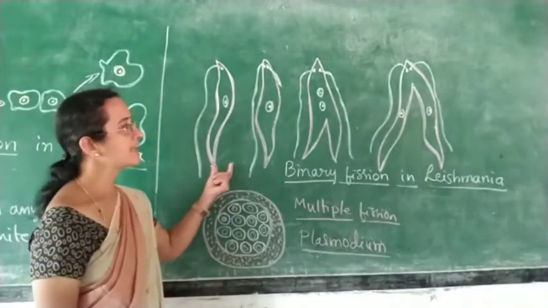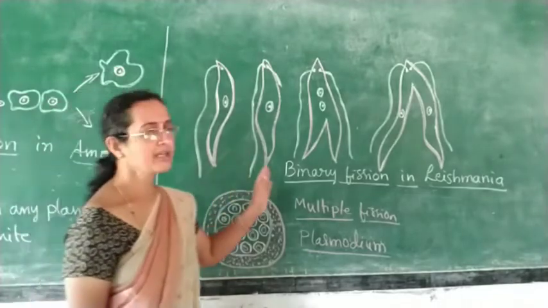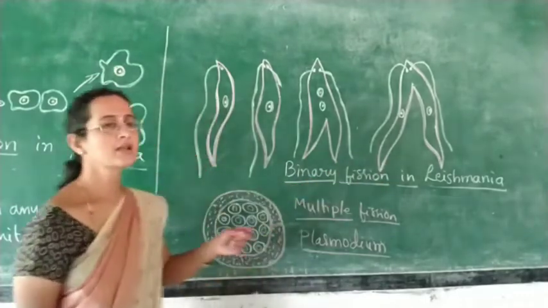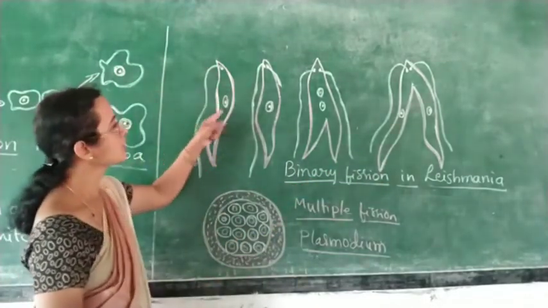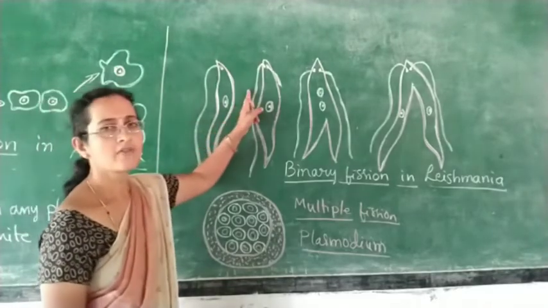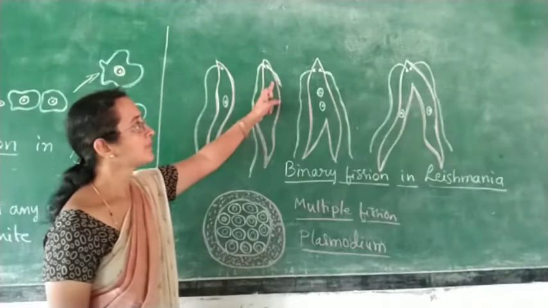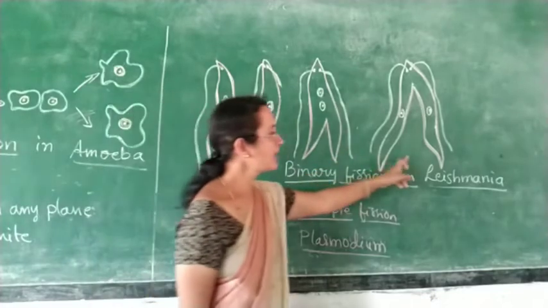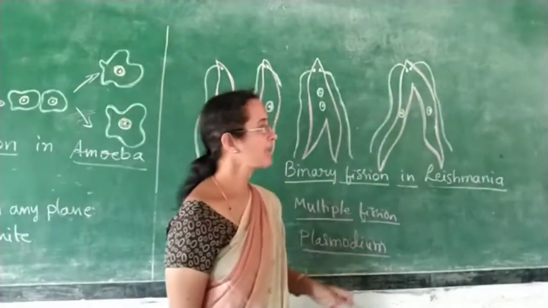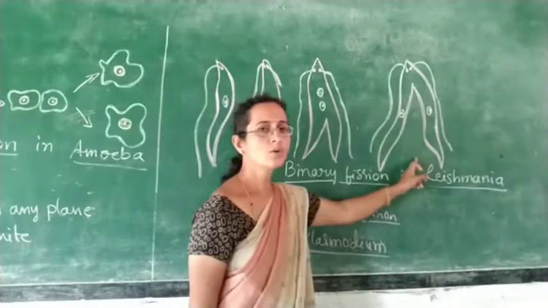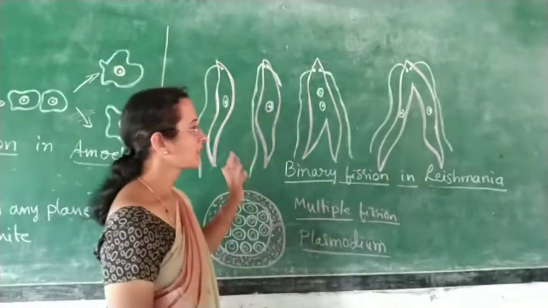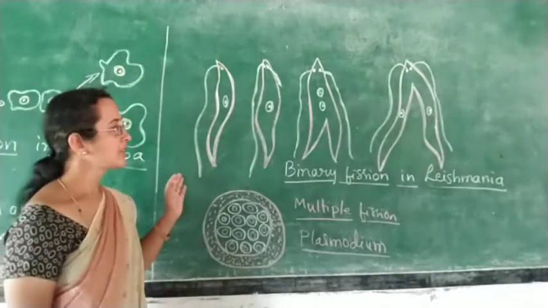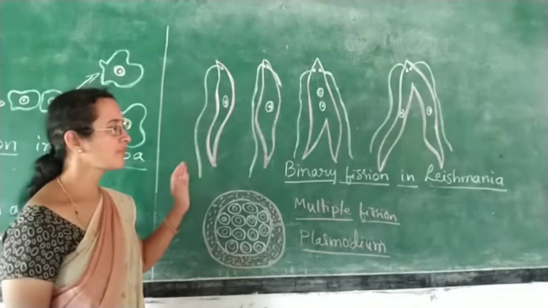Here a single cell splits in a particular plane or orientation into two leishmania cells. You are seeing a whip-like structure and a nucleus. This whip-like structure, called the flagellum, is divided into two, and the nucleus also splits into two parts. You can see the fission taking place at a particular plane or orientation, resulting in two leishmania cells. So in amoeba and leishmania we observe binary fission, where different patterns are observed in each of them.